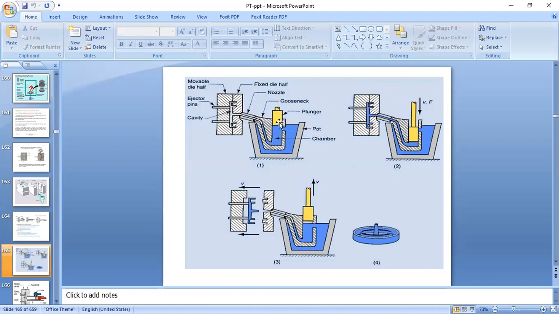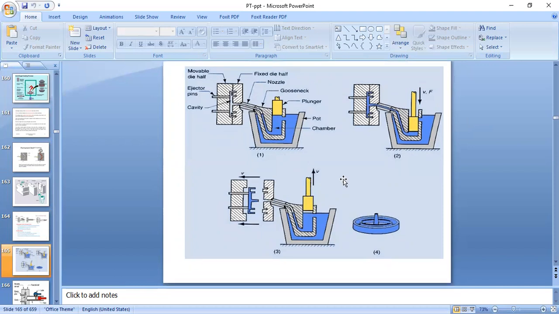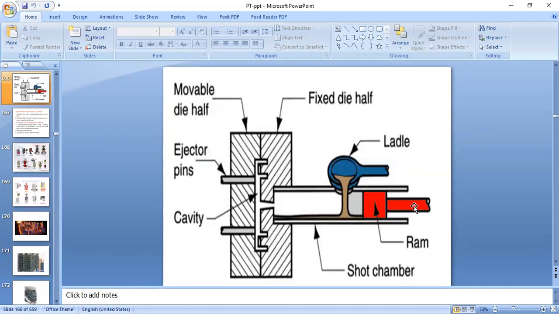So first, a ram is here. When the ram is moved down, pressure is applied to the liquid metal, and it is pumped into this die. When the ram is moved up, fresh metal will come into this position, so that it is ready to apply pressure and pump into the mold cavity. Like this, it can be automated, so that a large number of castings can be produced with the hot chamber die casting process.